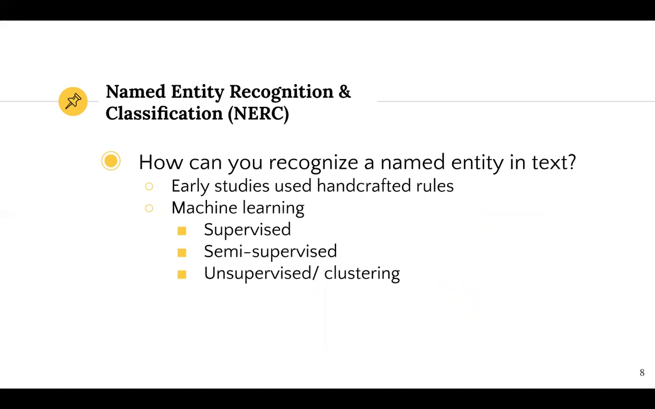So how do you recognize a named entity in text? Early studies, like I mentioned, used handcrafted rules. They came up with the rule that if two words are capitalized, the first letter of each of those words is capitalized, that might be a name put together. Later methods include machine learning, and this paper talks about using supervised learning in order to study named entity examples and design rules to capture instances.